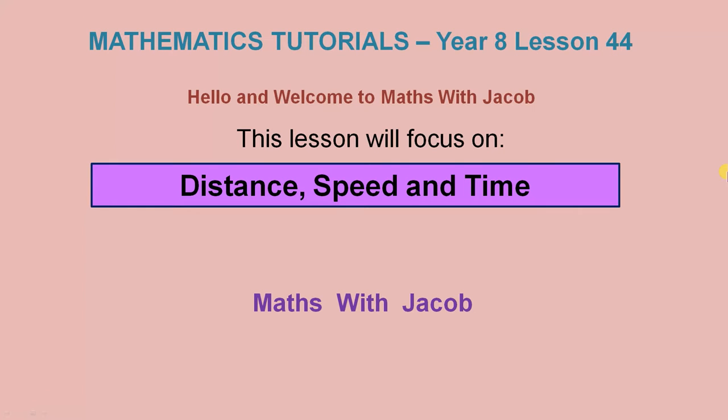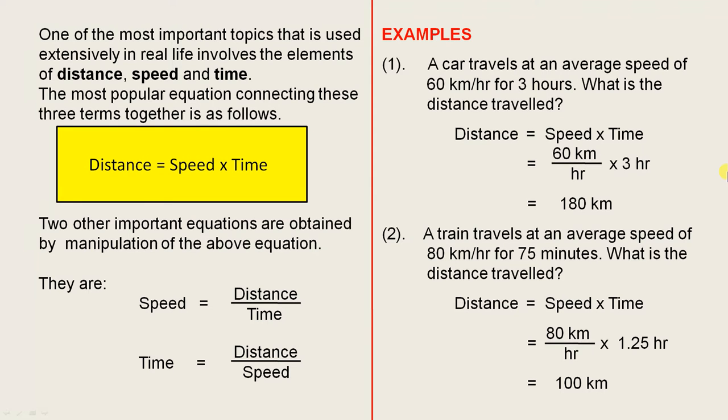This lesson will focus on distance, speed and time. One of the most important topics that is used extensively in real life involves the elements of distance, speed and time. The most popular equation connecting these three terms together is as follows. Distance equals speed multiplied by time.